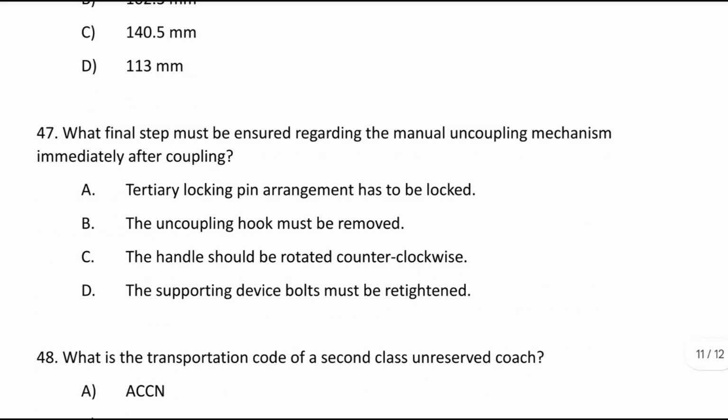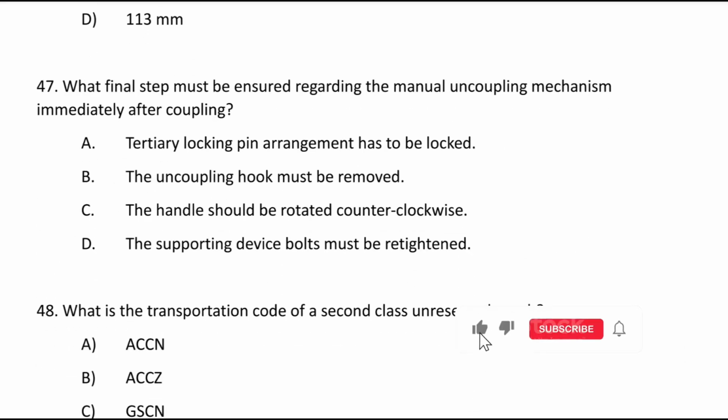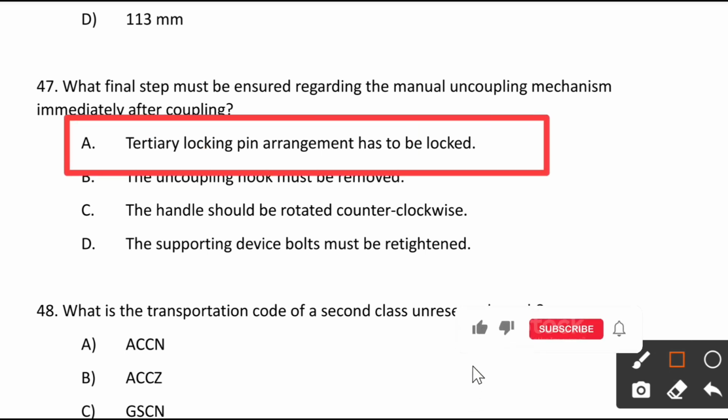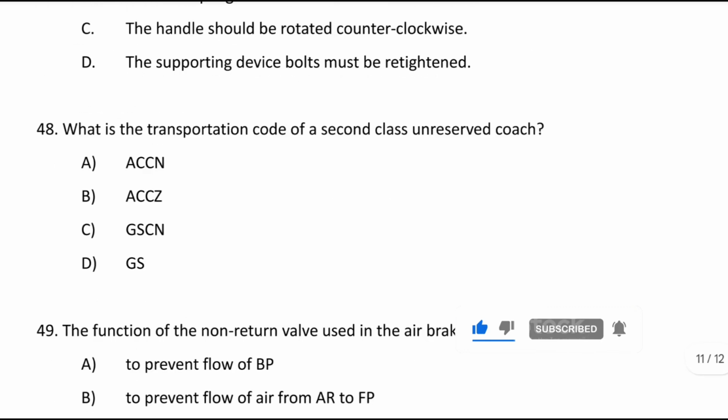47. What final step must be ensured regarding the manual uncoupling mechanism immediately after coupling? A. Tertiary locking pin arrangement has to be locked. B. The uncoupling hook must be removed. C. The handle should be rotated counterclockwise. D. The supporting device bolts must be retightened. In this question, the correct answer is A. Tertiary locking pin arrangement has to be locked.